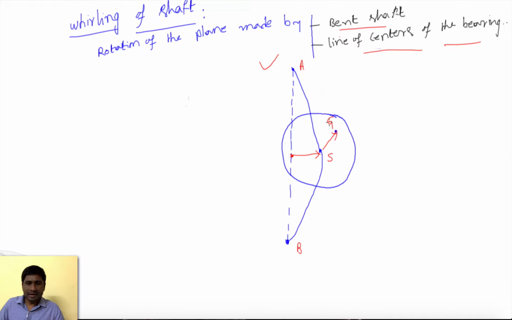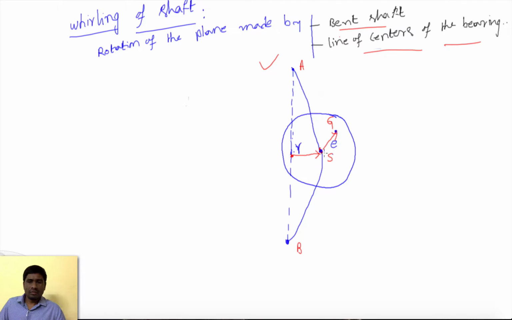This is the disc and this is the center of gravity. In this disc, S is the geometrical center, but G, the center of gravity, is not coinciding with the geometrical center; it is at a distance of e from it. Because of that, the shaft also starts whirling. When the shaft is at rest, this geometrical center S is on the axis AB. But when it is rotating, the geometrical center moves away from the axis to a distance r.